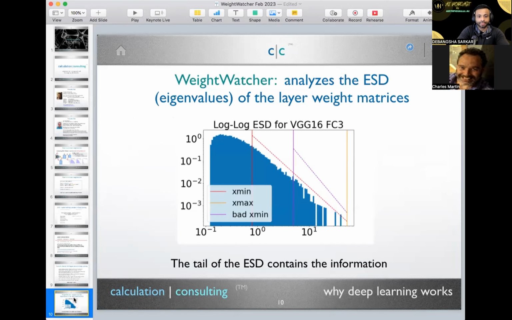Let me sketch out the basic idea. You take a weight matrix, you compute its eigenvalues, and you make a log-log plot. So this is log-log scale, this is eigenvalues, this is density. And what you find is in the best trained models, the tail of this distribution on a log-log plot is a straight line. That's a power law. It's a very nice, clean power law distribution.